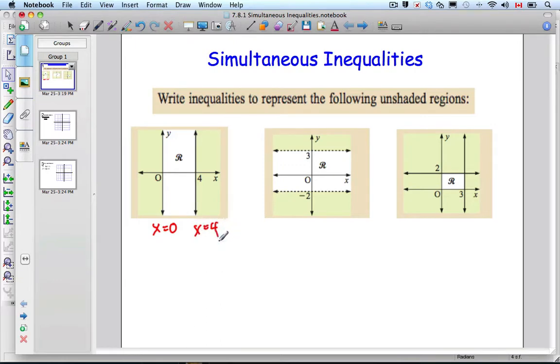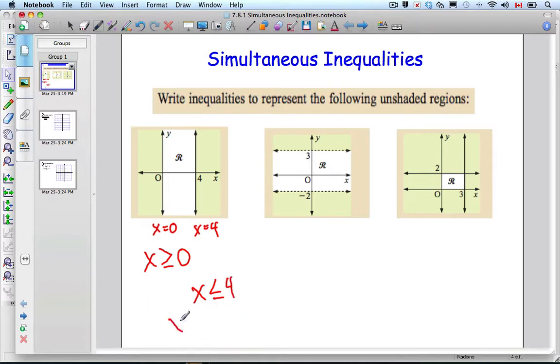So now we have to think, it's not really equal to because we have this inequality. We want to throw away everything to the left of 0. So we want the x's to be bigger than 0 because that's on the other side. So x has got to be greater than or equal to 0, because of the solid line. And in this situation, it's got to be less than or equal to 4.